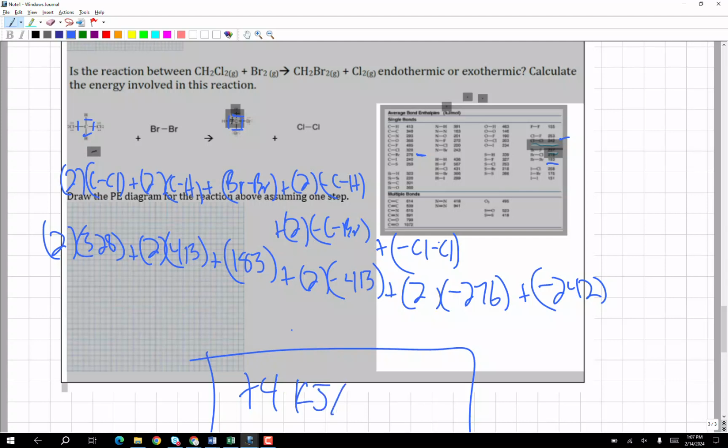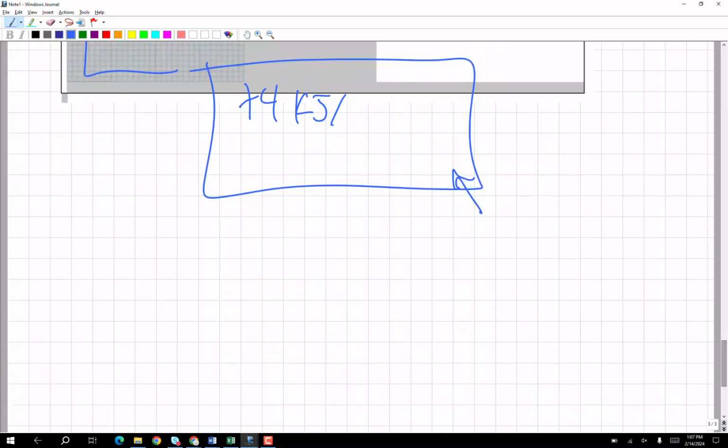So because it's positive 45, my graph is endothermic, and it goes like this. That's it. Toodles.